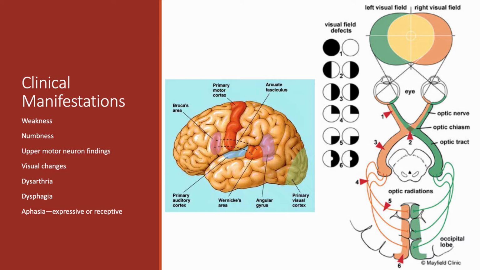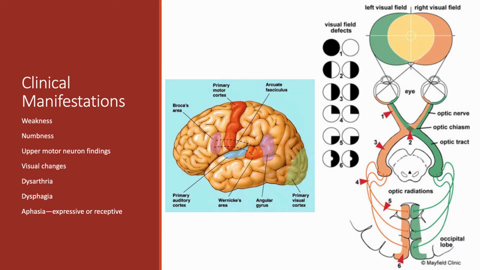And so depending on what part of the brain is affected, you may have either expressive aphasia if it involves Broca's area, or receptive aphasia if it involves Wernicke's area. I'm sorry, I'm pointing to the wrong thing. Wernicke's area is this little thing here. Okay. Other manifestations: weakness, numbness that localizes to one distribution.